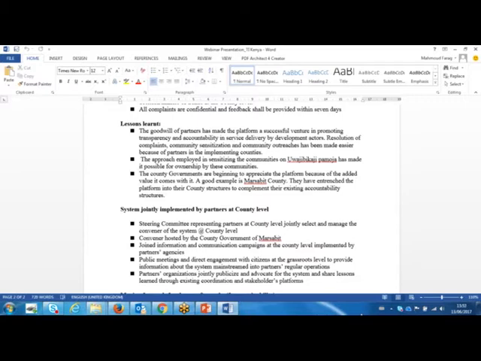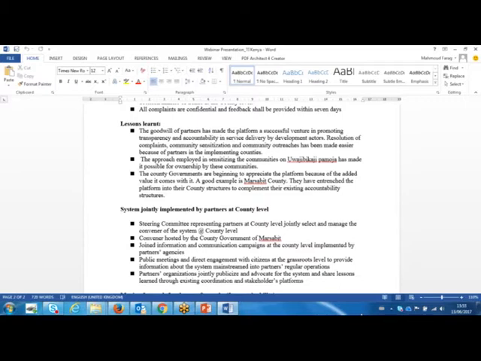Another lesson that we've learned: the county governments are beginning to appreciate the platform, which is very key. I talked about Marsabit County, which we are using to market to the other counties, to entrench the platform into the county structures. Marsabit County government already has a convener, a staff member who is managing and coordinating the Wajibikaji Pamoja platform in the county.